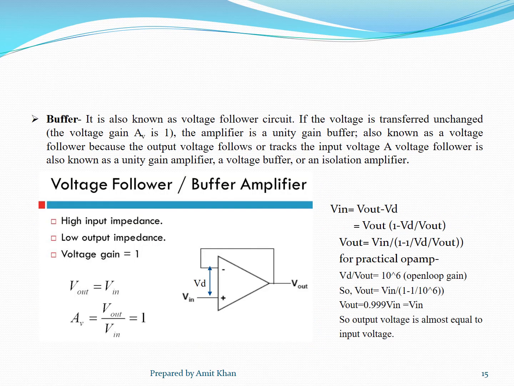Then comes the op-amp as a buffer. It is also called a voltage follower circuit. The circuit diagram is given here. If the voltage is transferred unchanged, the amplifier is a unity gain buffer. Here V_in equals V_out minus V_d, that is V_out into (1 minus V_d by V_out). V_d divided by V_out is 10 to the power minus 6 for open loop gain. So V_out becomes approximately equal to V_in. So the output voltage here is almost equal to the input voltage.